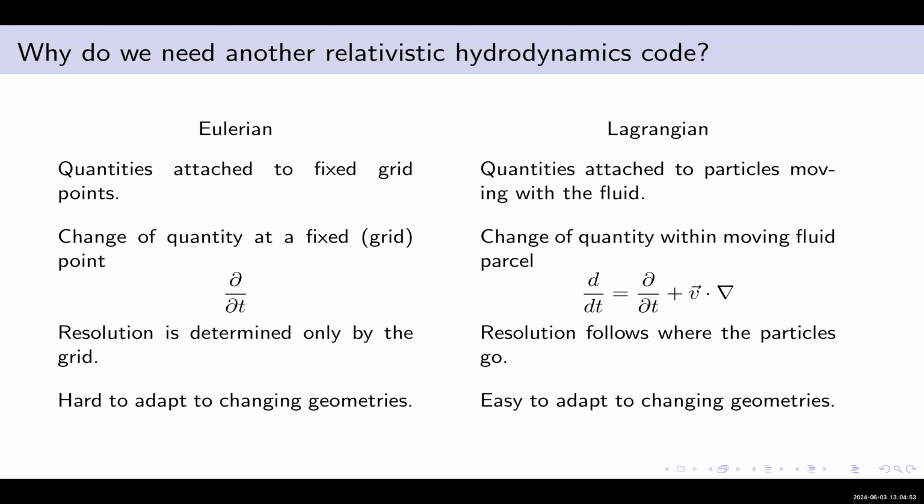Question. Does the trajectory of the particles, their accumulation at one point, give you a good idea where you want to refine? Yes, it does. So it can actually help you in determining where you want to put your grid. Our grid is not that dynamic yet, but in principle you can.